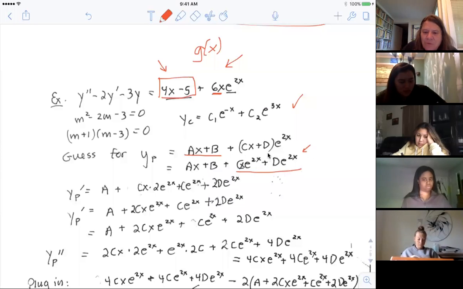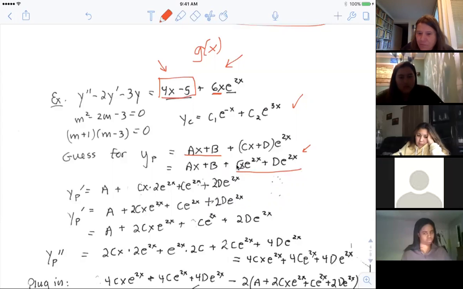The derivative of this one, what would I have to use on the derivative of cx e to the 2x, guys? To find the derivative of that, what would I have to use? The product rule? Product rule, exactly. I'd have to use the product rule. So you can see that this is going to get a little messy.